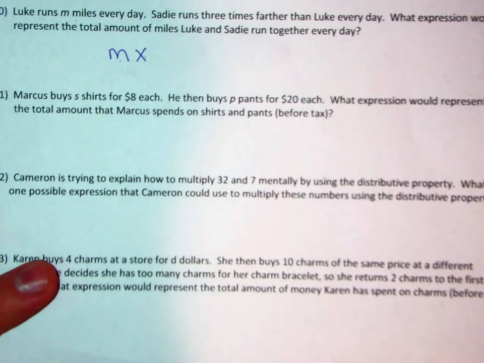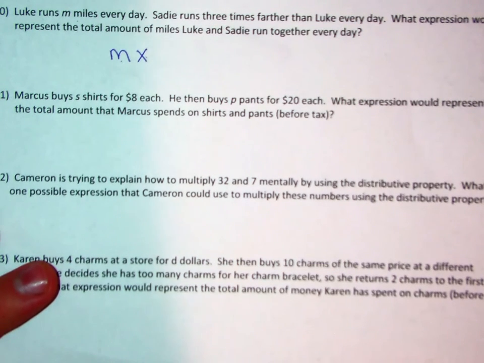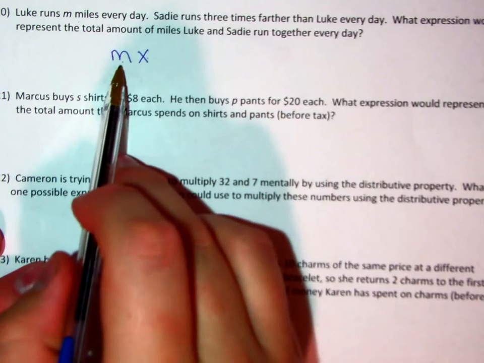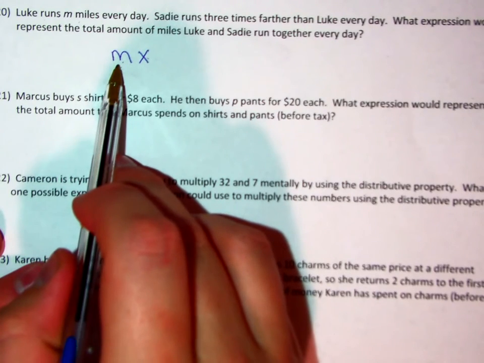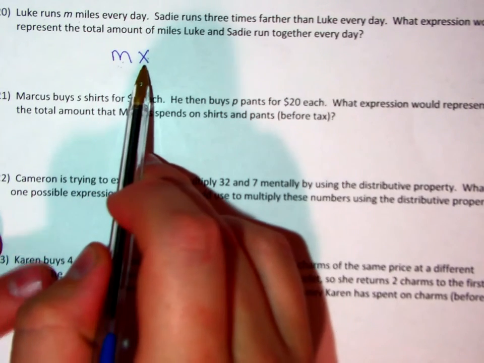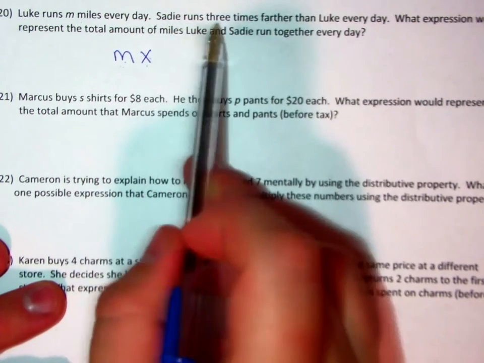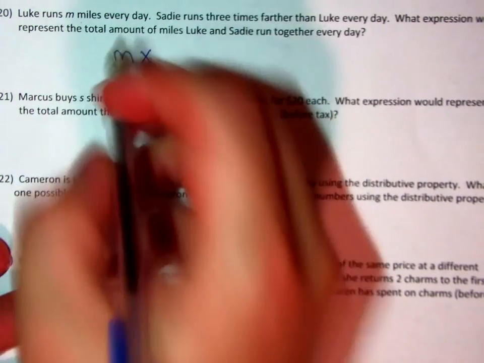we see that Sadie runs 3 times farther than Luke every day. What expression would represent the total amount of miles Luke and Sadie run together every day? Well, our first portion of the expression represents Luke's, already has miles, and it already has the amount of days. The only thing that we need to add extra is that Sadie runs 3 times that.